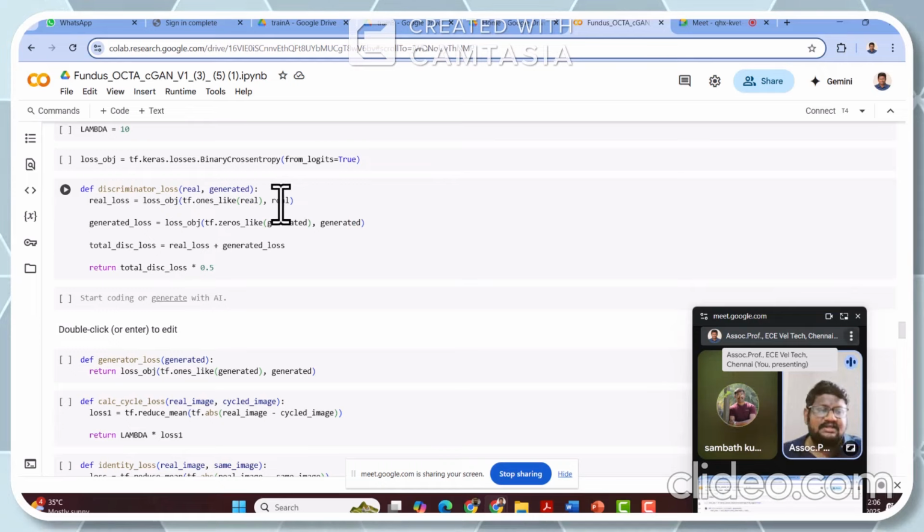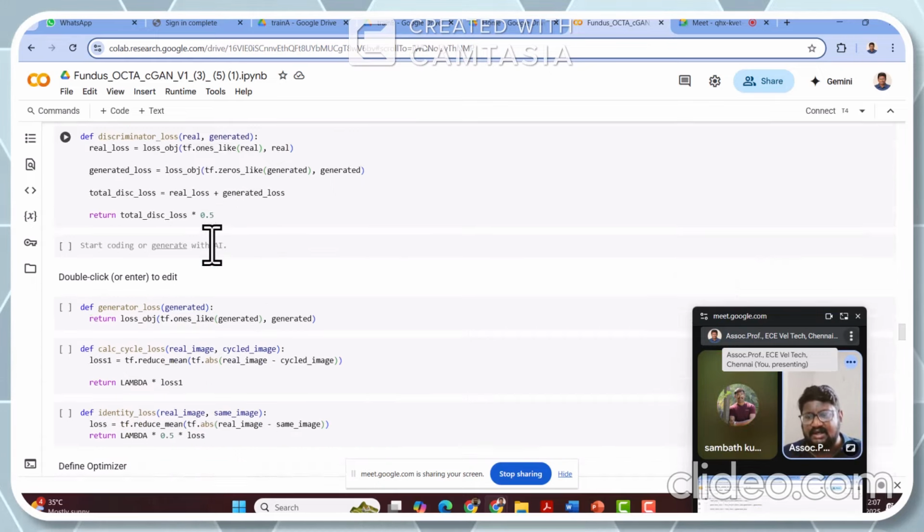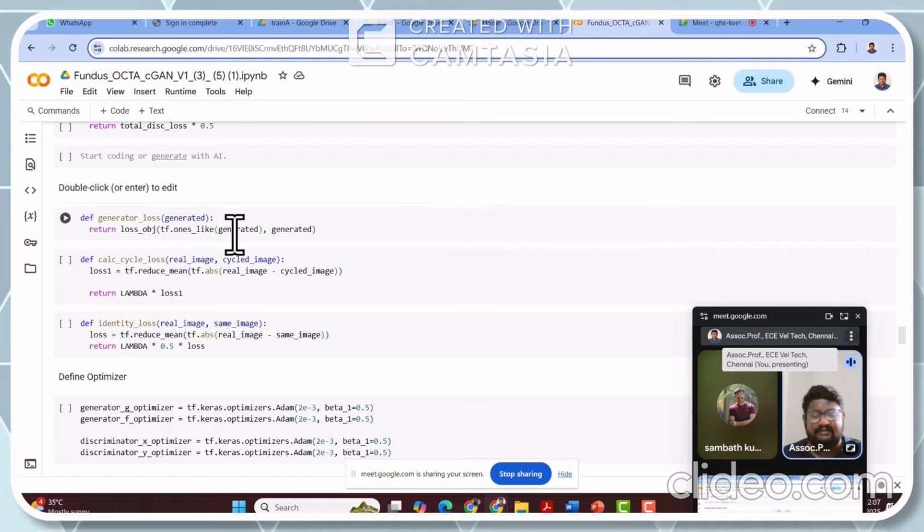So whenever there is a mismatch, there will be a loss. Both the terms are added here, giving the total discriminator loss. And when we come to the generator loss, here we are actually fooling the discriminator. The generator's output is a synthesized image, which should be taken as zeros, but we are putting ones. So initially the generator loss will be very high. After a certain period of time, to reduce the generator loss, the generator will start synthesizing images that look as good as the original images.